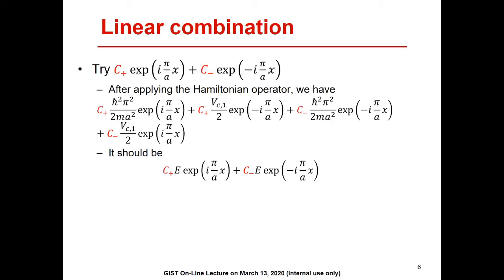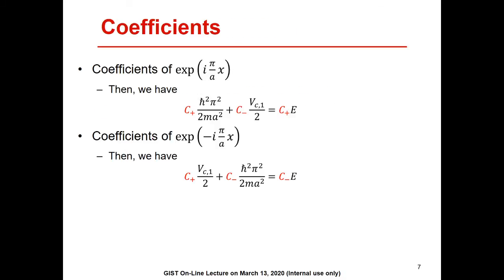The coefficients are denoted C plus and C minus. After applying the Hamiltonian operator, we have the following result, and it should be proportional to the original function. Collecting the coefficient of e^{iπx/a}, we have a simple relation. The coefficient of e^{-iπx/a} gives another relation.